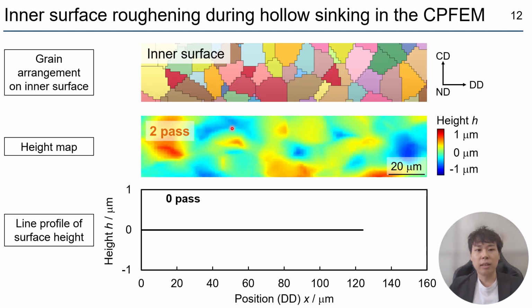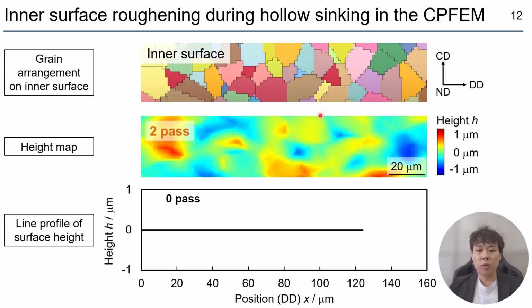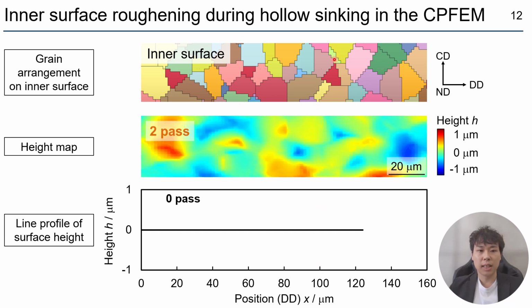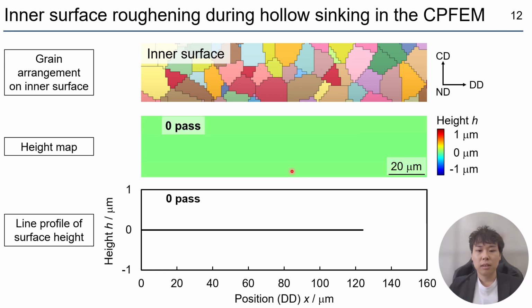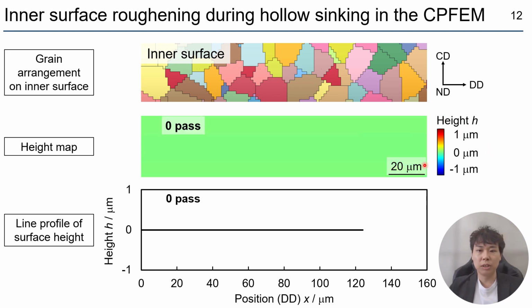Next, I evaluate whether this model reproduced surface roughening. This is the grain arrangement on the inner surface, and this is the height map. The red regions are higher than surroundings, and the blue regions are lower.